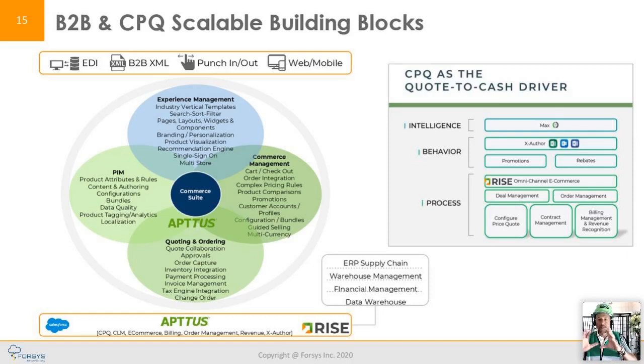If you look at the blue bubble at the top, the blue bubble is all about having experience management. This is about what we talk about, a B2B experience built on the underlying Apttus CPQ and CLM, regardless of whether or not you've got an ERP system that is on Salesforce or it's on some third-party system.